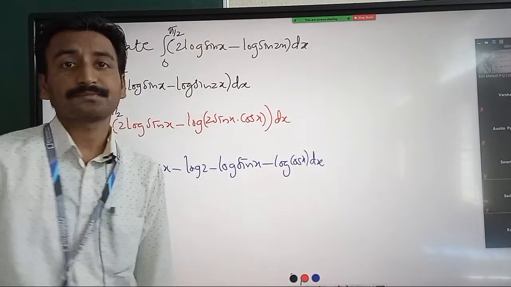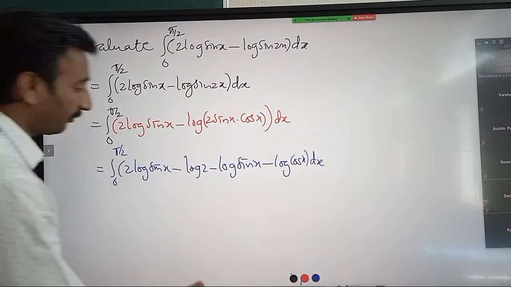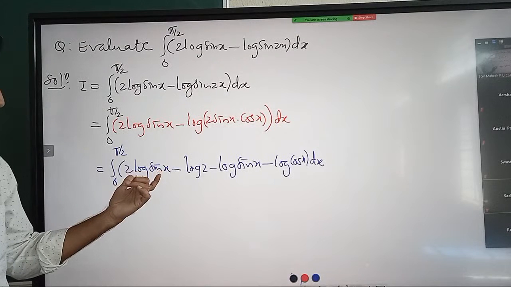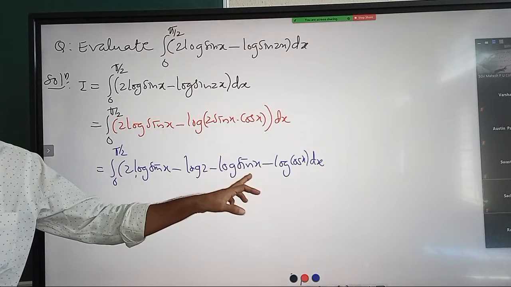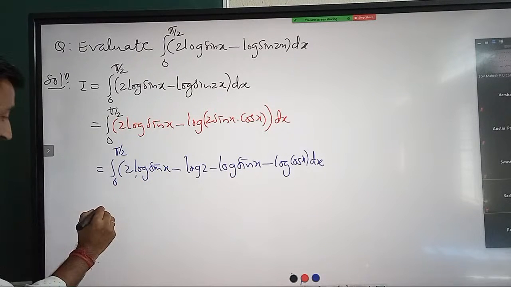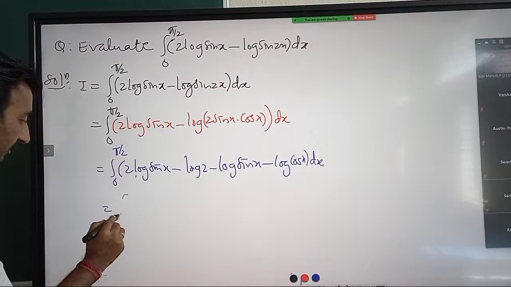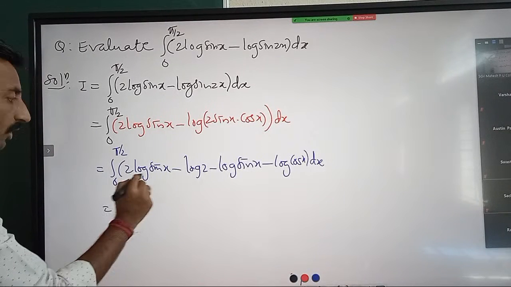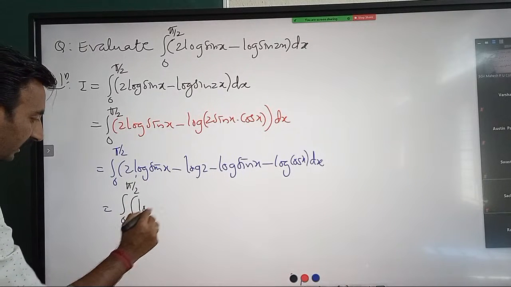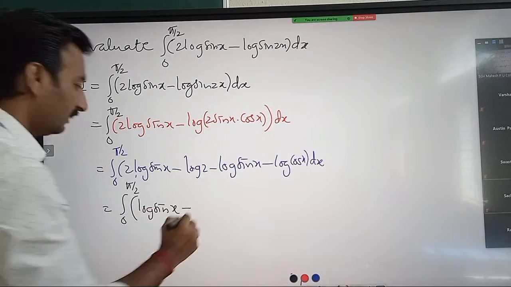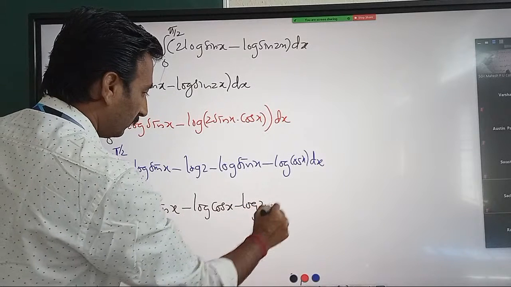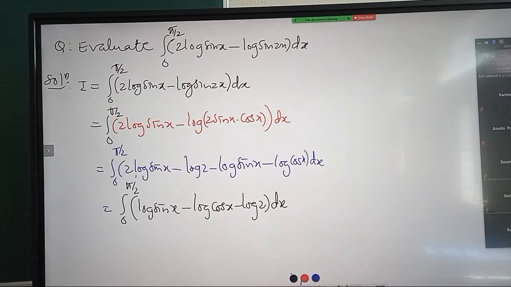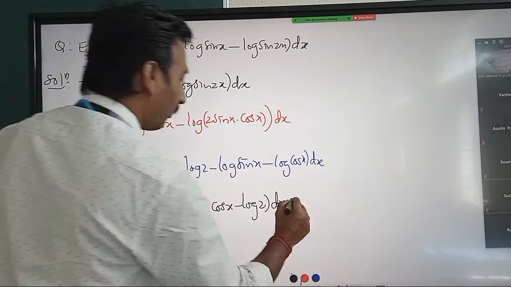Yes. Then it is a very important thing you remember here. I have 2 times log sin x already. Here one more log sin x. So I can subtract them. 2 minus 1, it is 1 log sin x. So this becomes integration from 0 to pi by 2 of 2 log sin x minus log sin x, which is log sin x, minus log cos x, minus log 2, with respect to dx. Correct? Now I can call it as 1.